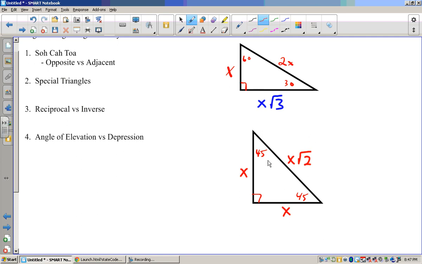So if you know a side length, you can set it equal to these generic ones, and you can find the value of x, which will help you find the value of everything else. So it's just a matter of solving for a radical, squaring things and taking care of it in that way. Okay, so those are my special triangles. We got SOHCAHTOA done, special triangles, we took care of reciprocal, inverse.